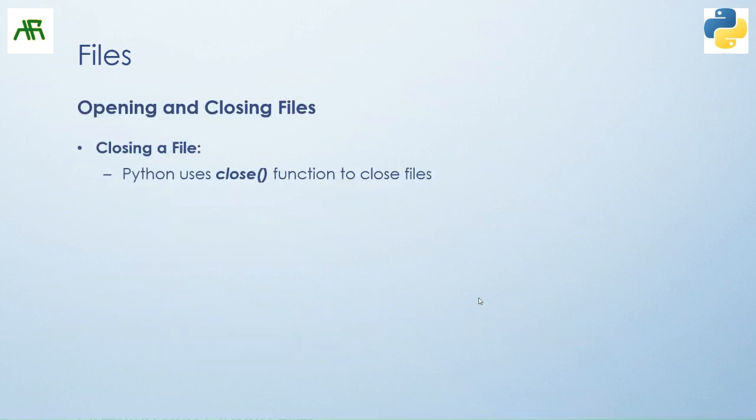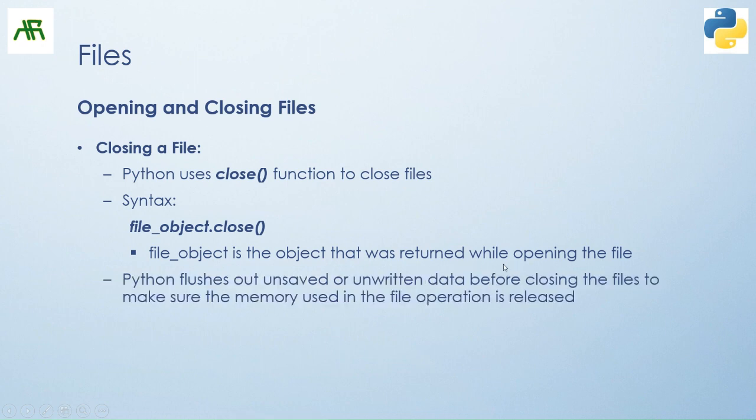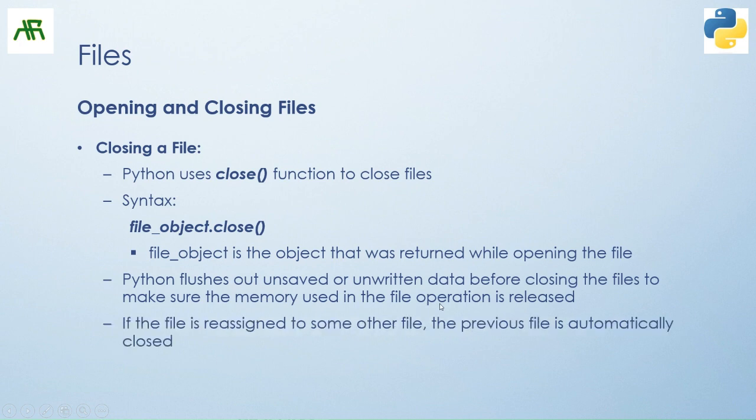Closing a file, the syntax for closing a file. The close function is used in Python. Syntax is file object dot close. We have to remember the file object is the object that was returned from the open function while opening the file. Python flushes out unsaved or unwritten data before closing the files to make sure memory used in the file operation is released for further processing. This is one of the key features in Python.